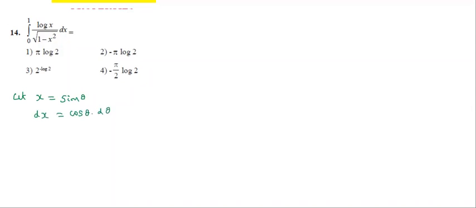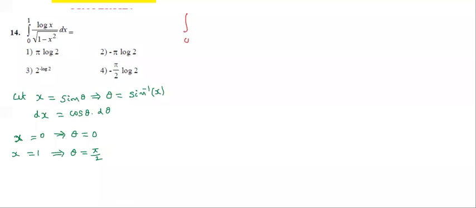Now change the limits also. So what is theta here? Theta is equal to sine inverse x. Now if x is equal to 0, then what is the theta value? Sine inverse of 0, that is 0. x is equal to 1, then theta is sine inverse of 1, that is pi by 2. Those values substitute in the question.